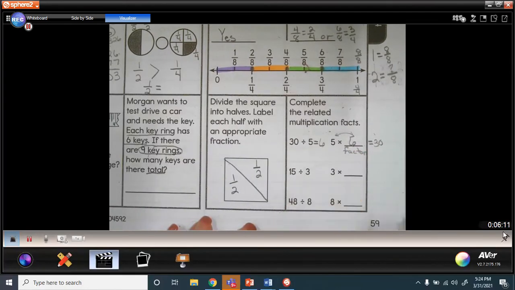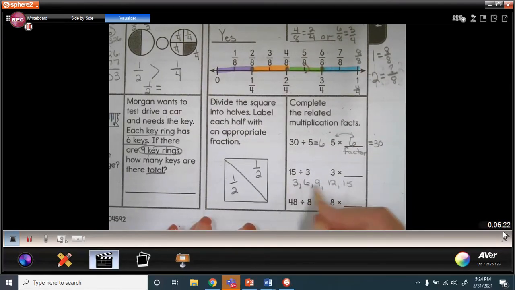15 divided by 3. How many groups of 3 do I need to make 15? 3, 6, 9, 12, 15. How many groups of 3 did I use to make 15? 5 groups of 3. So 5 groups of 3 is going to be 15.